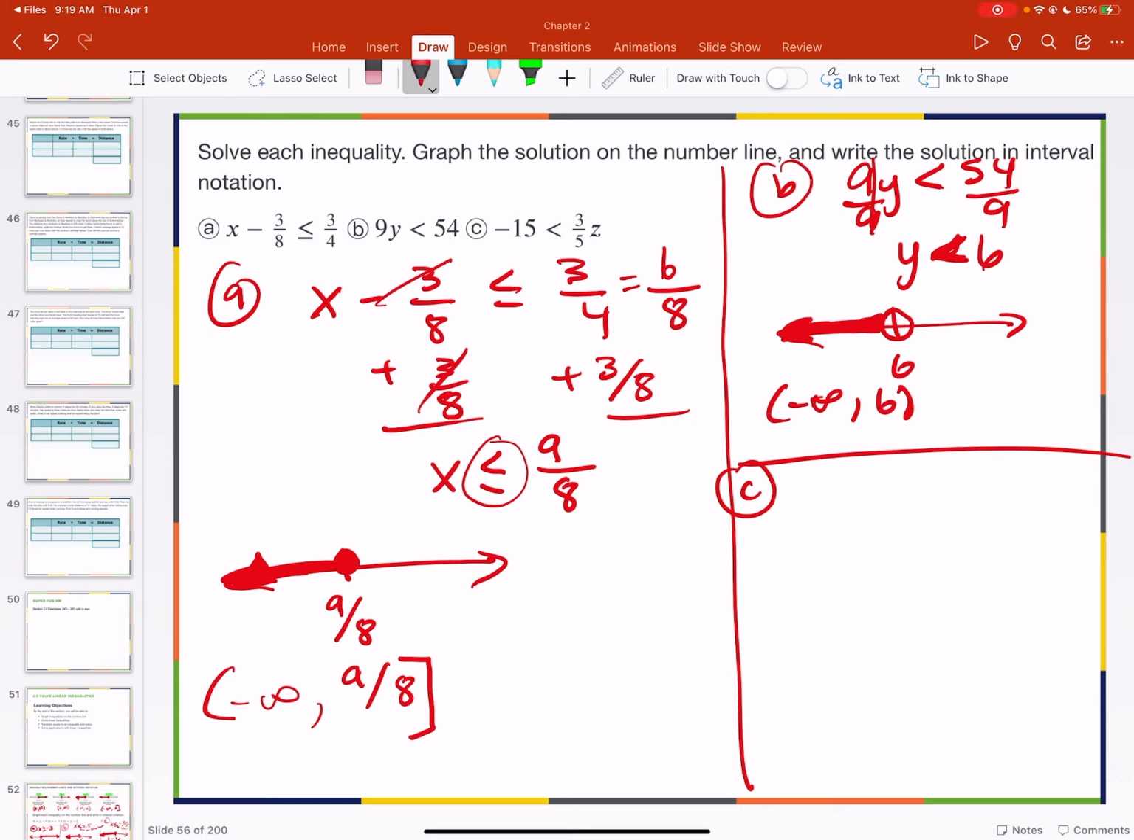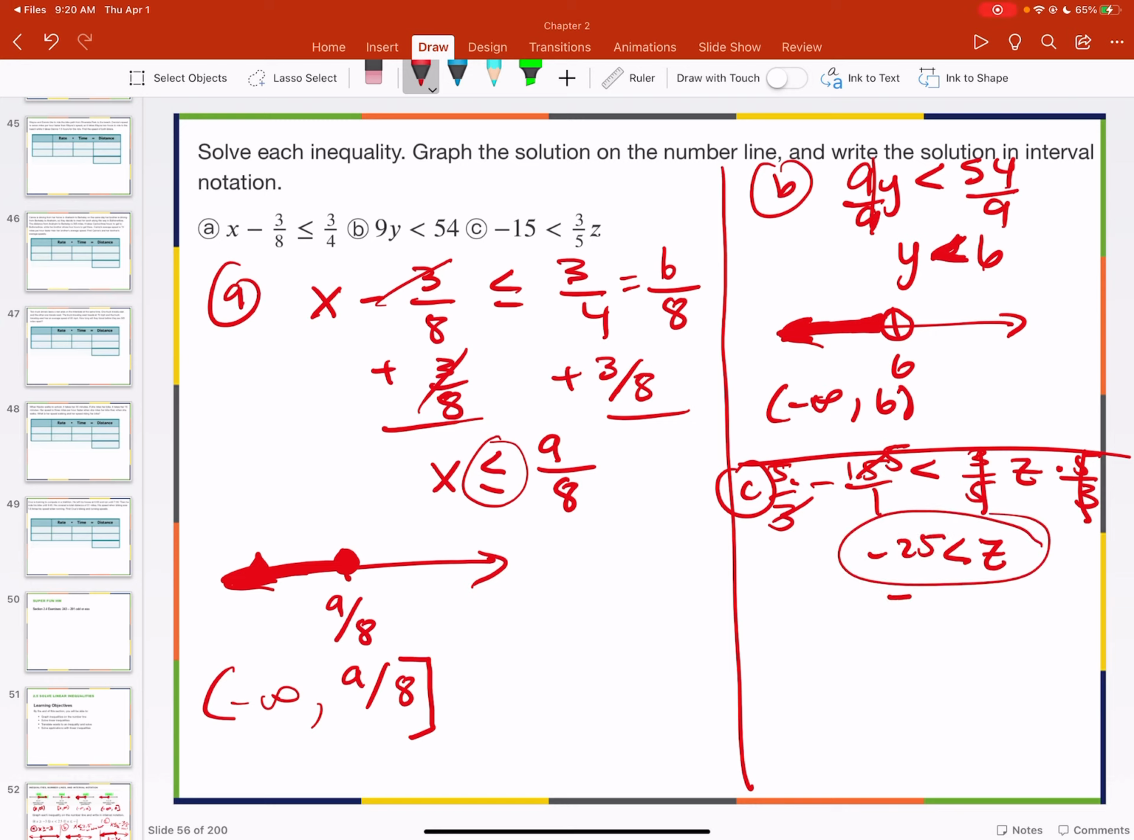Okay, so for C, we have negative 15 less than 3/5 z. So in order to isolate the variable, we multiply both sides by the reciprocal, 5/3. So that cancels out. You get z on the right-hand side, greater than 3 goes into 15 5 times. 5 times negative 5 is negative 25. I can rewrite this inequality in this way, z greater than negative 25. It's just a lot easier to graph, okay?